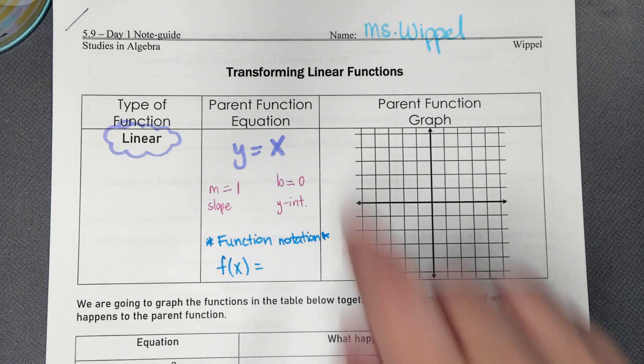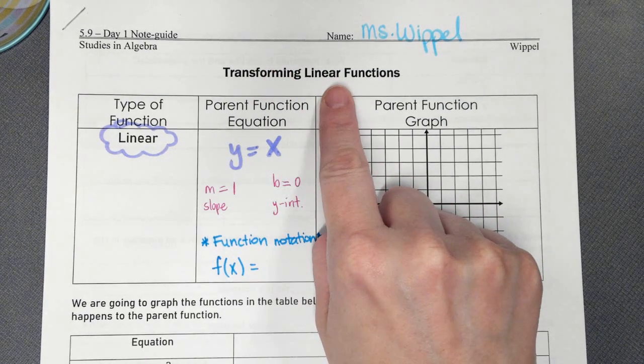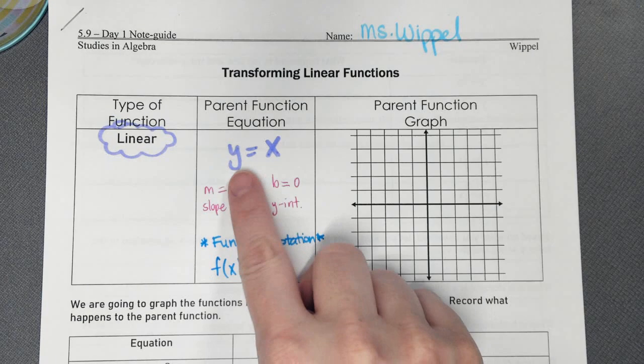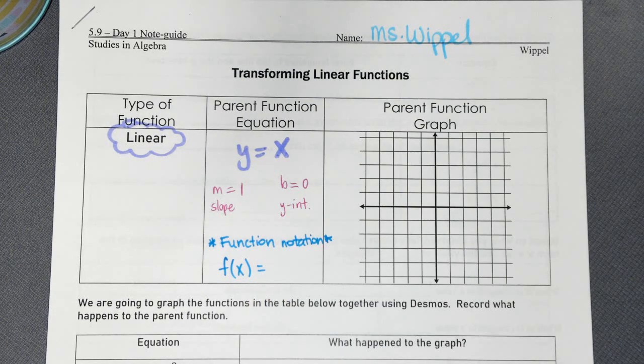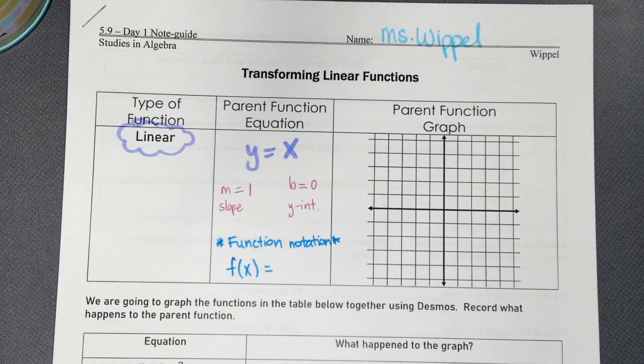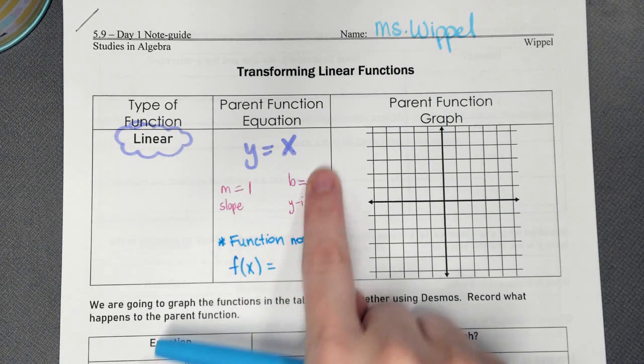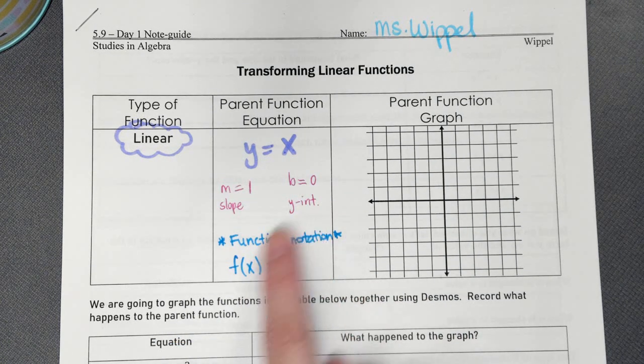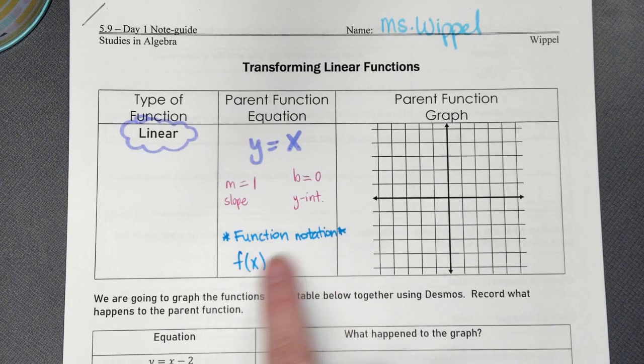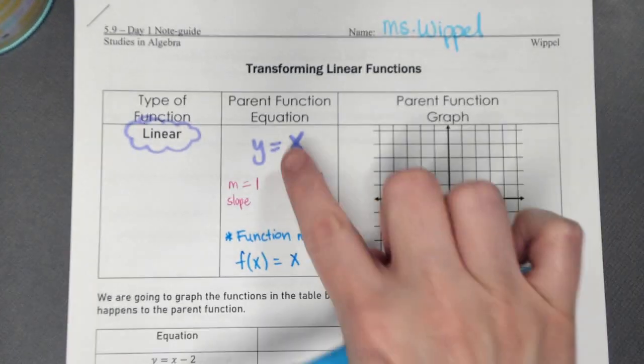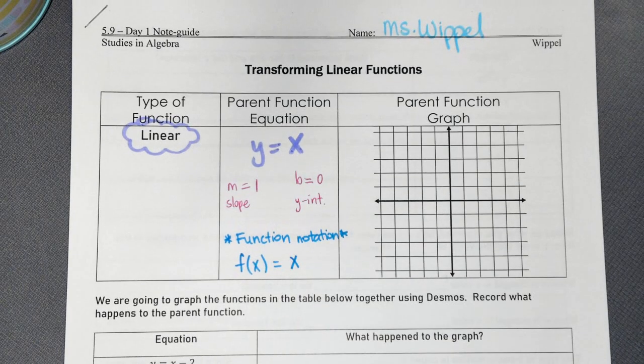Okay, so when we're transforming linear functions, the parent function y equals x is going to be what everything else stems from. So the slope is 1, the y-intercept is 0, and then, like I said, function notation is where instead of y equals, you have f of x equals, but the rest of it stays the same.